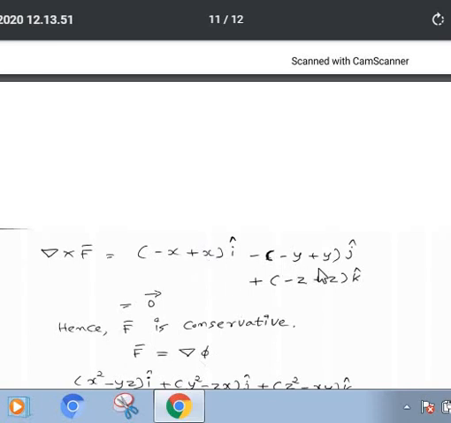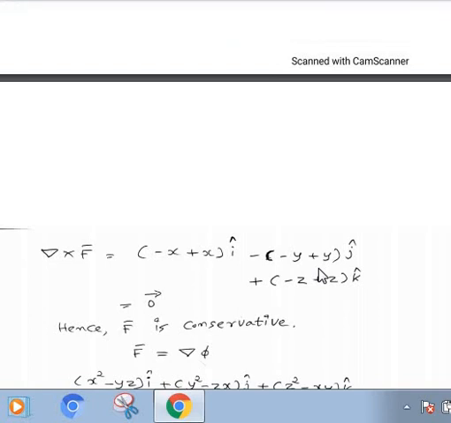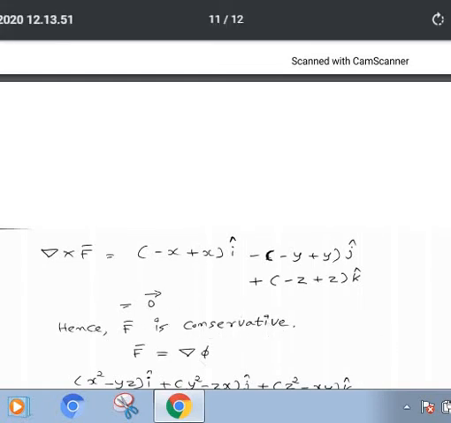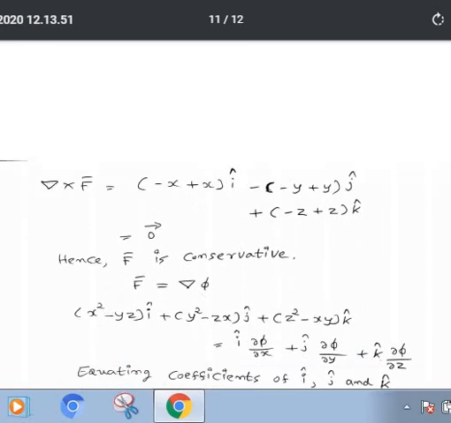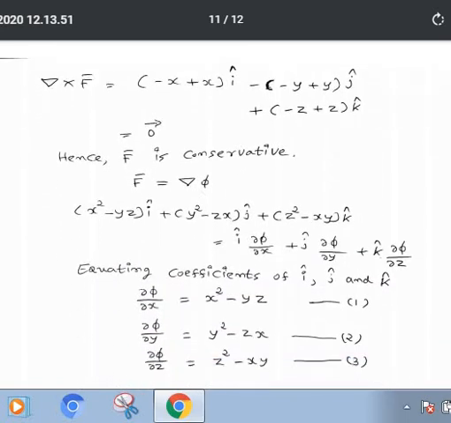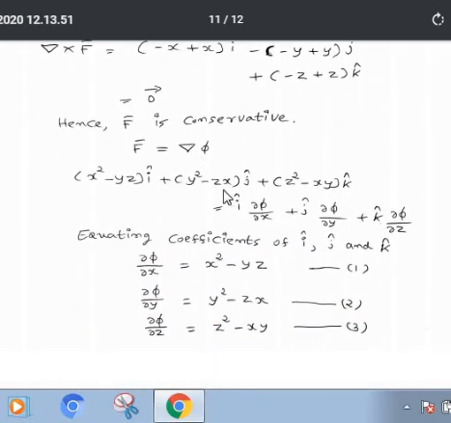Similarly, you can find out the partial derivatives of the remaining functions. The result will be minus y plus y, and minus z plus z. So these will be cancelled out: minus y plus y, minus z plus z, and minus x plus x. So the overall result is the 0 vector. So we can say that the curl is 0 for the given vector field, so the given vector field is conservative or irrotational.